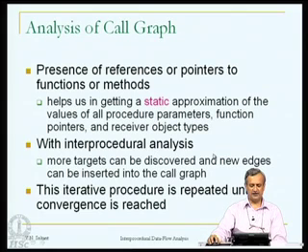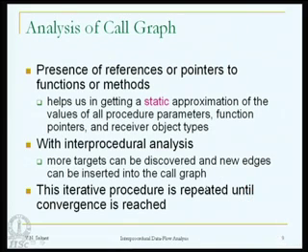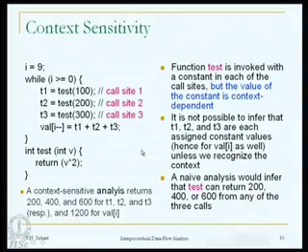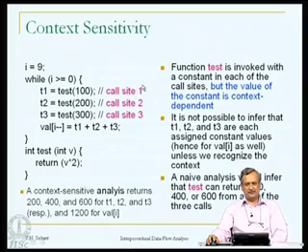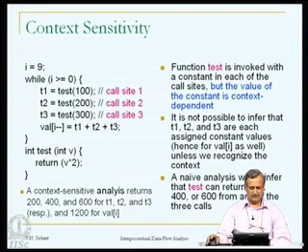Then with interprocedural analysis, more targets can be discovered and new edges can be inserted into the call graph. This iterative procedure is repeated until convergence is reached. So, basically we need to discover how the calls proceed. In other words, we need to trace the call sequence and then construct the call graph accurately. There are many aspects of this analysis, and one of them is context sensitivity. So, let us understand what sensitivity is.